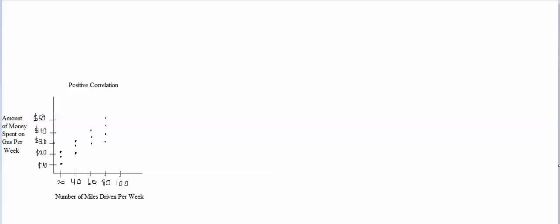What if we were doing a survey in which we were asking people how many credit card payments they missed this year and what their credit scores are? Let's take a look at what that scatter plot might look like.